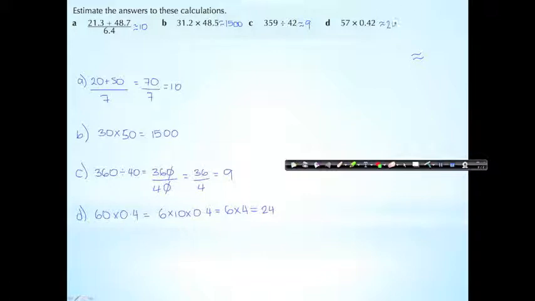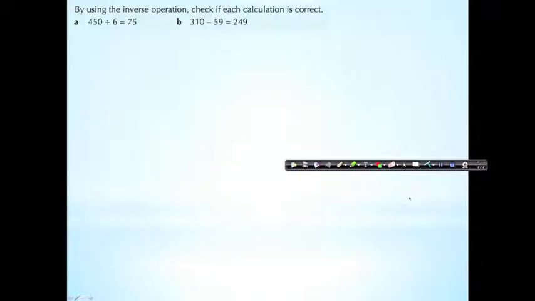Okay, this next example says, by using the inverse operation, check if each calculation is correct. So we need to remember that plus and minus are the inverse of each other, and multiply and divide are the inverse of each other. Okay, so for the first one, we've got 450 divided by 6 equals 75. If we reverse that, we can have 75 times 6, and I should get that equal to 450.